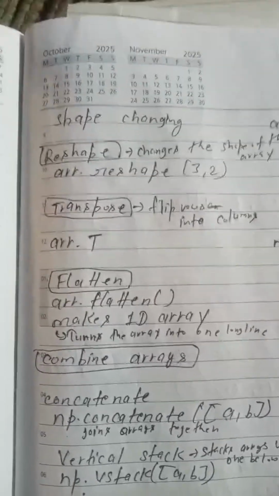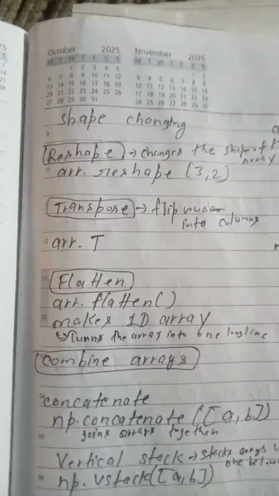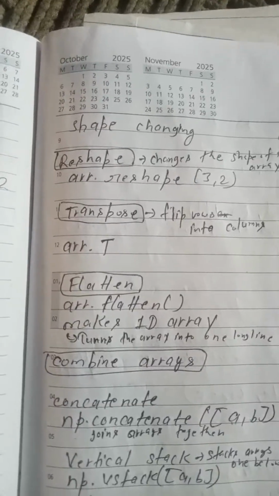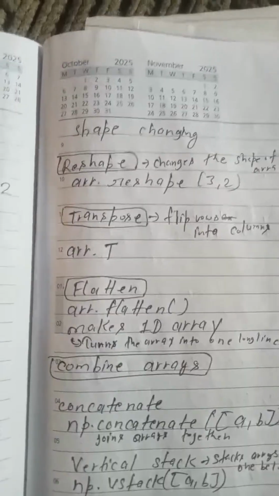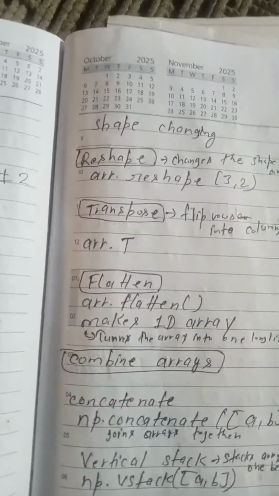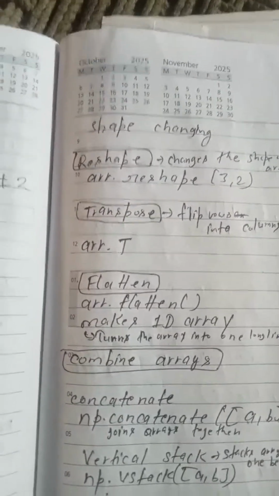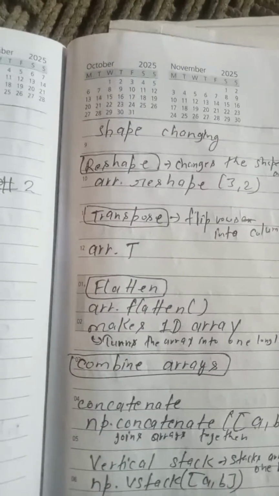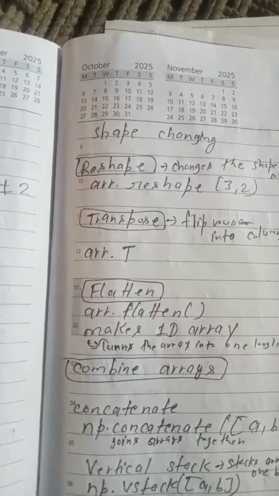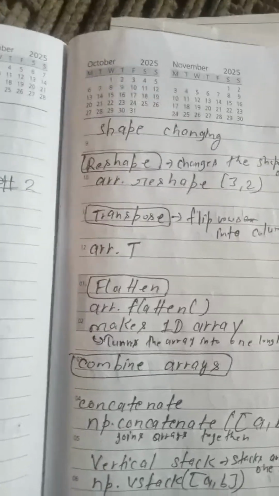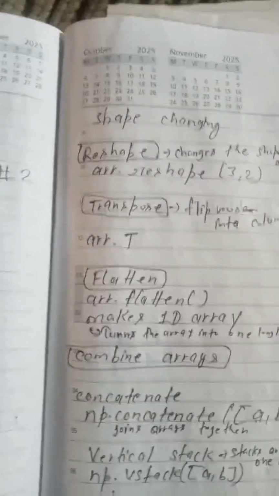Transpose means we are converting rows into columns. When we use the transpose method, we see that rows are now becoming the columns, and columns are now becoming the rows. So this is how the transpose function works.